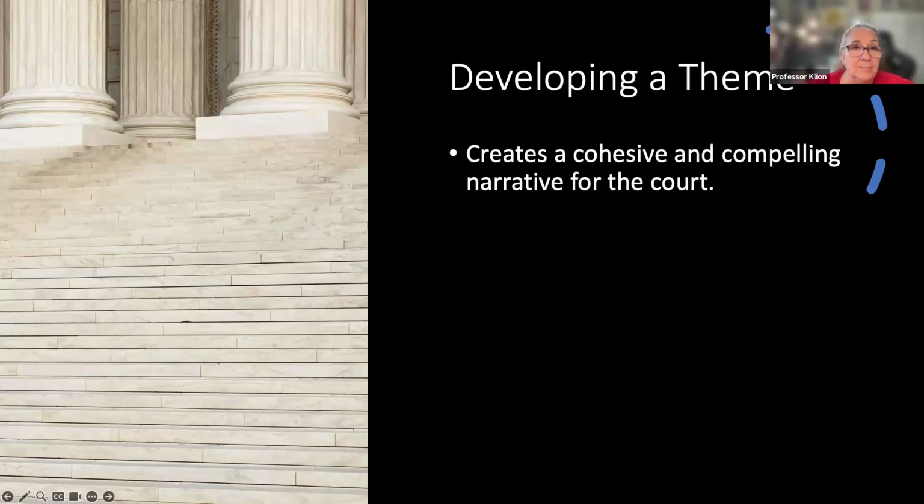How do you get there? Well, you need to develop a theme. Again, remembering that a theme is a cohesive and compelling narrative for the court.